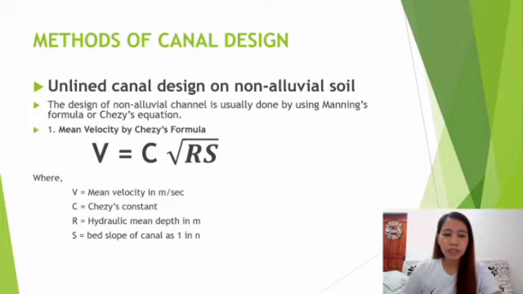The mean velocity given by Chezy's expression or Manning's expression is considered for the design of a canal in this soil. So the following formulas are adopted. The design of the non-alluvial channel is usually done by Manning's formula or Chezy's equation. First, from Chezy's formula to get the mean velocity: V equals C square root of R times S, wherein V is the mean velocity in meters per second, C is Chezy's constant, R is the hydraulic mean depth in meters, and S is the bed slope of the canal.